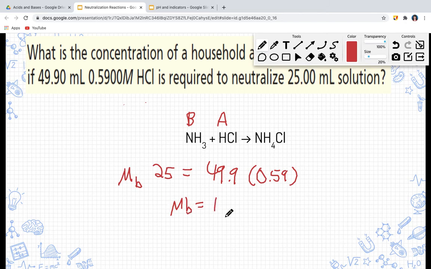We have 1.18 molar, which should be equal to the concentration of our NH3, because once again, that's our base.